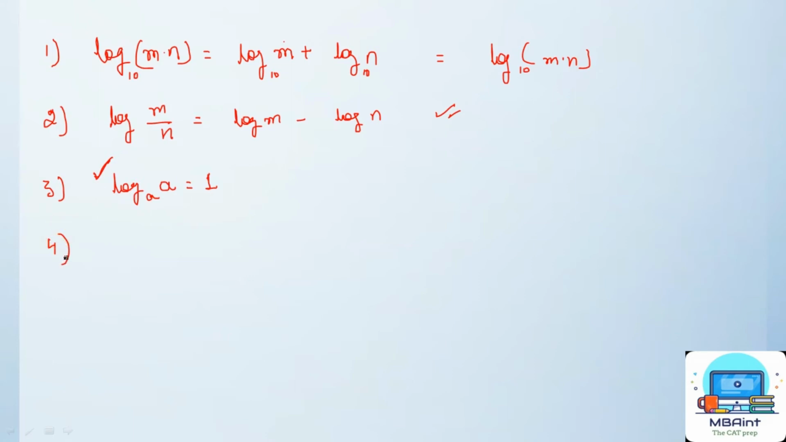Now property number 4 is log. Let's say I take base a and the value is 1, so log 1 basically. We have already discussed that log 1 is 0.